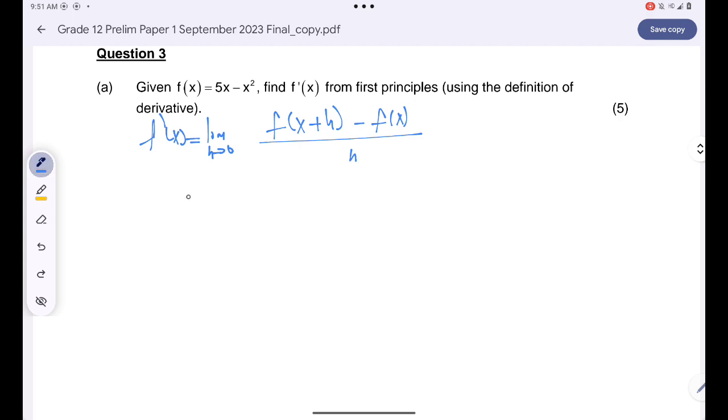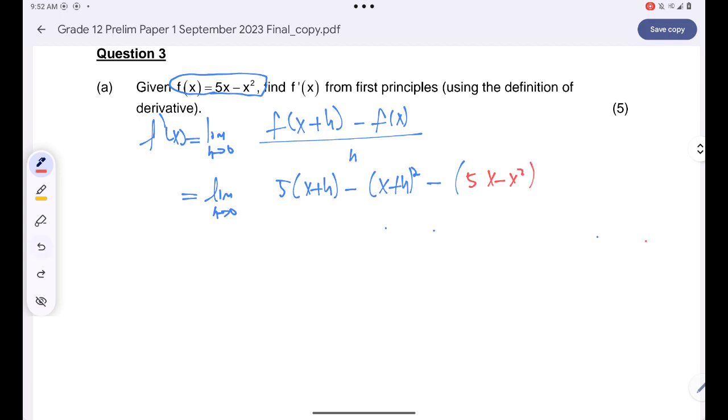Are you together? How can I find f of x plus h? I'll simply use f of x to find f of x plus h. This simply means whenever I come across x, I will just substitute x plus h. So I'll write limit as h approaches 0 of 5 multiplied by x plus h, minus x plus h all squared, minus f of x. Remember that f of x was given to us as 5x minus x squared. This entire thing is just divided by h.